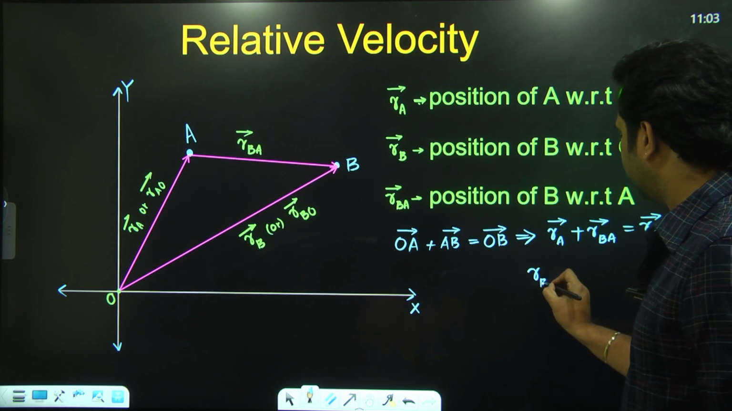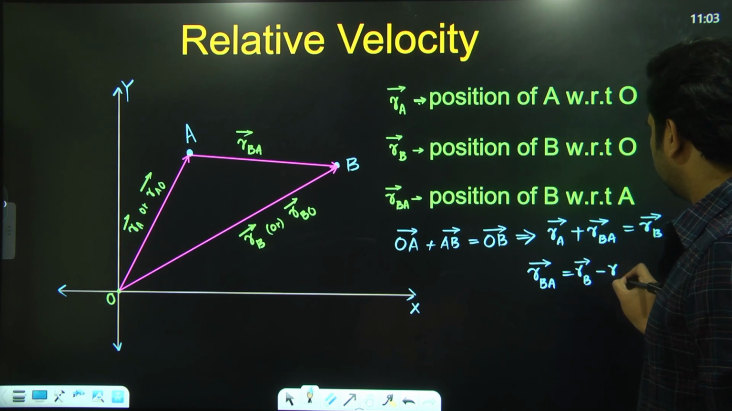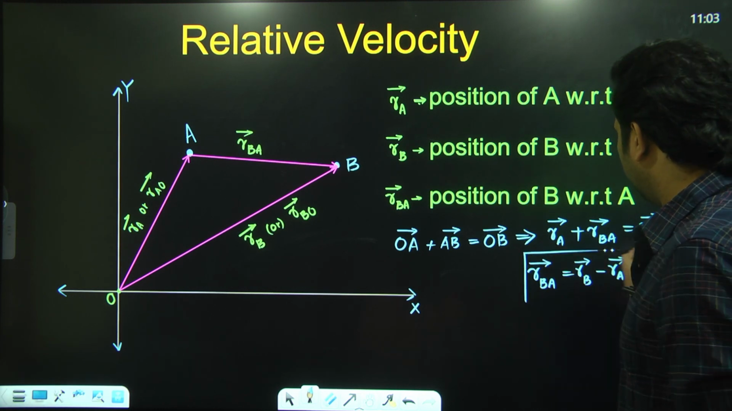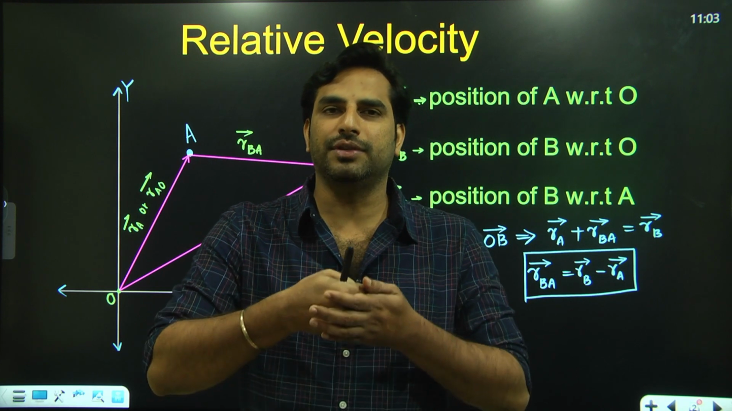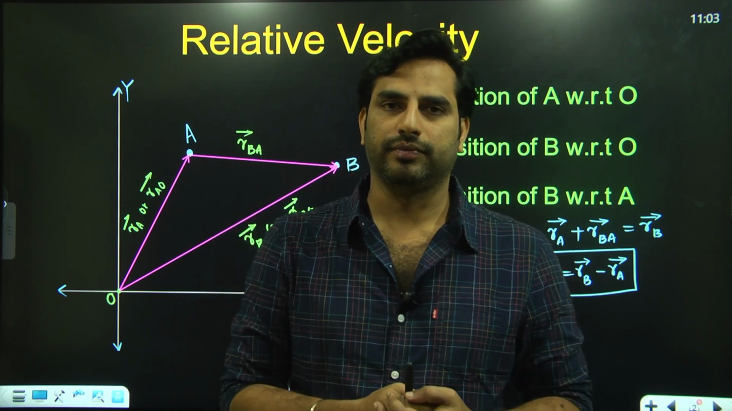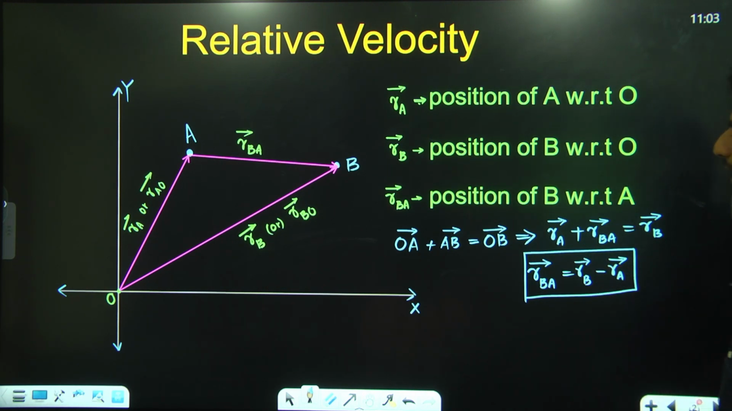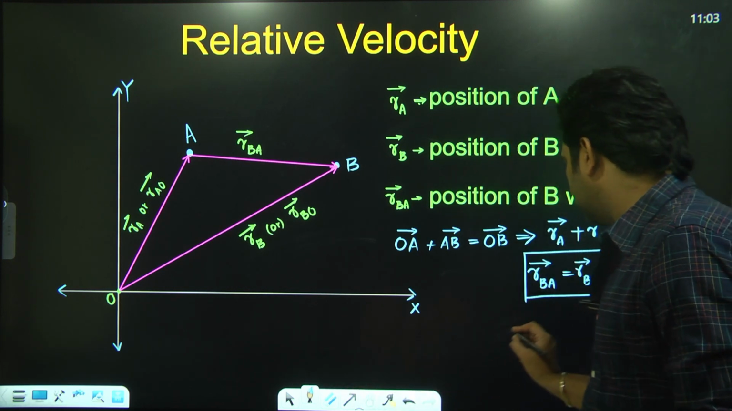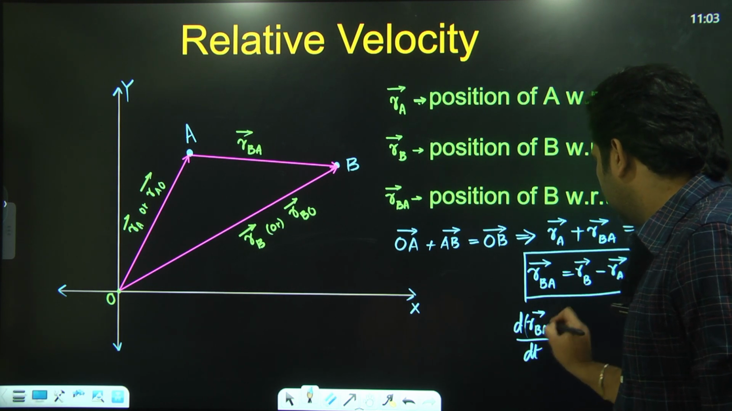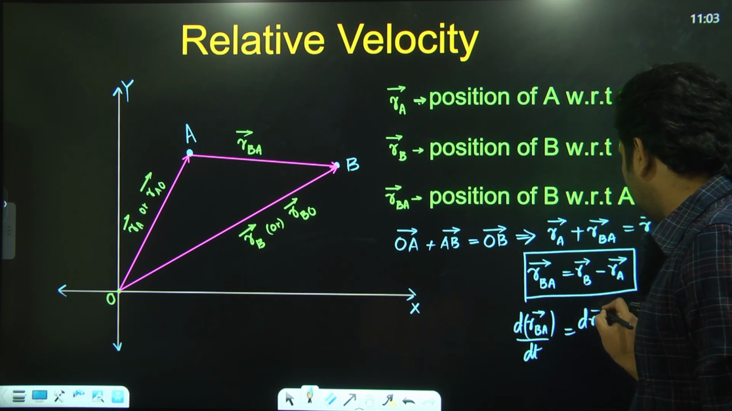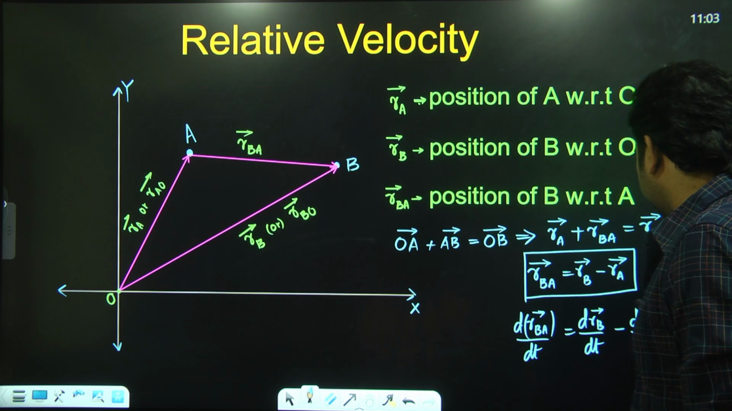Then I get this equation, RBA bar is equal to RB bar minus RA bar. This is the equation which gives us the relative position. RBA bar is the relative position of B with respect to A. So RBA bar is RB bar minus RA bar. Now if you differentiate this particular equation, derivative of RBA with respect to time is equal to derivative of RB bar with respect to time minus derivative of RA bar with respect to time.